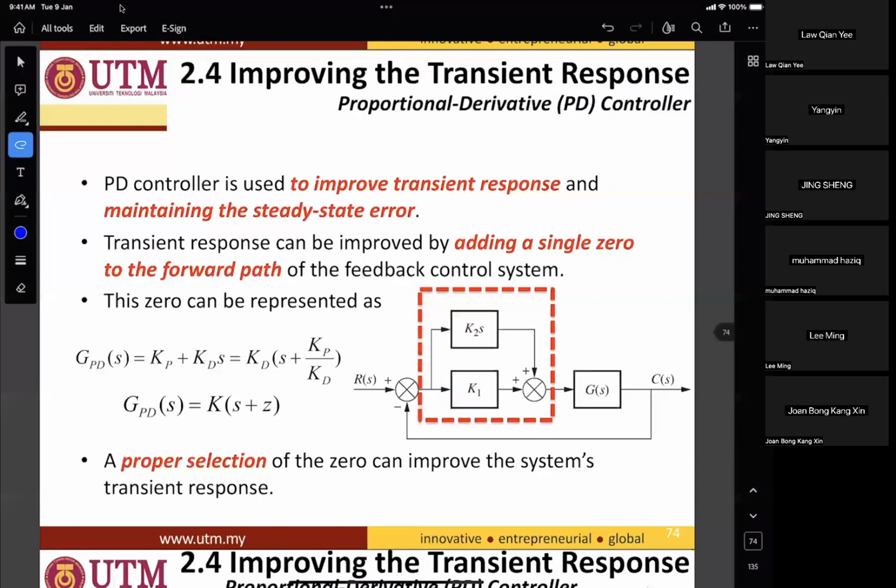So it can be improved by adding a single zero to the forward path. Just now PI added a zero near the origin, but this one is adding a single zero to the forward path of the feedback control system. This zero can be represented by GPD, Kp plus KdS, which we simplify as S plus Kp over Kd. So this one is considered as the zero. The zero actually is the ratio of the proportional gain divided by the derivative gain.